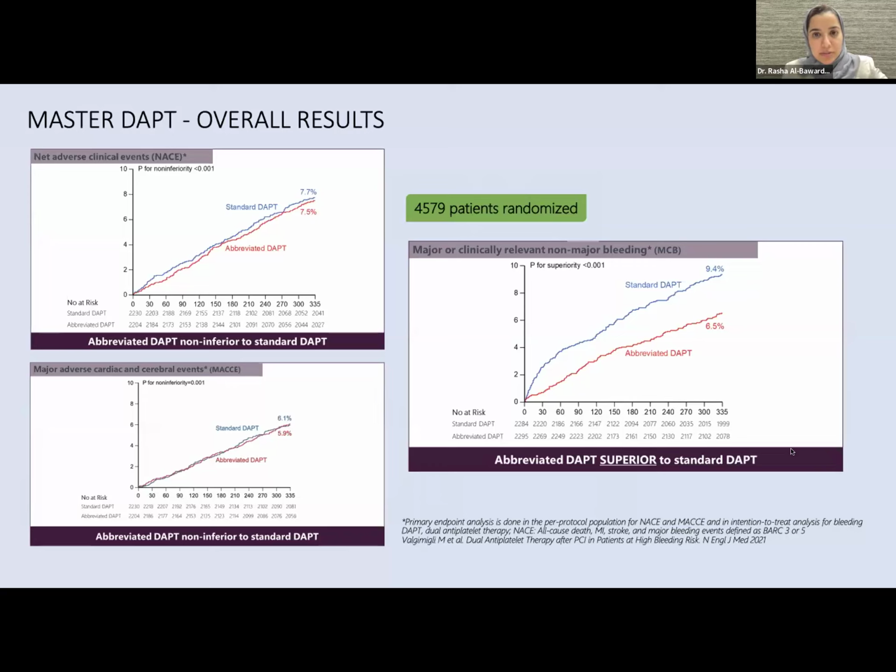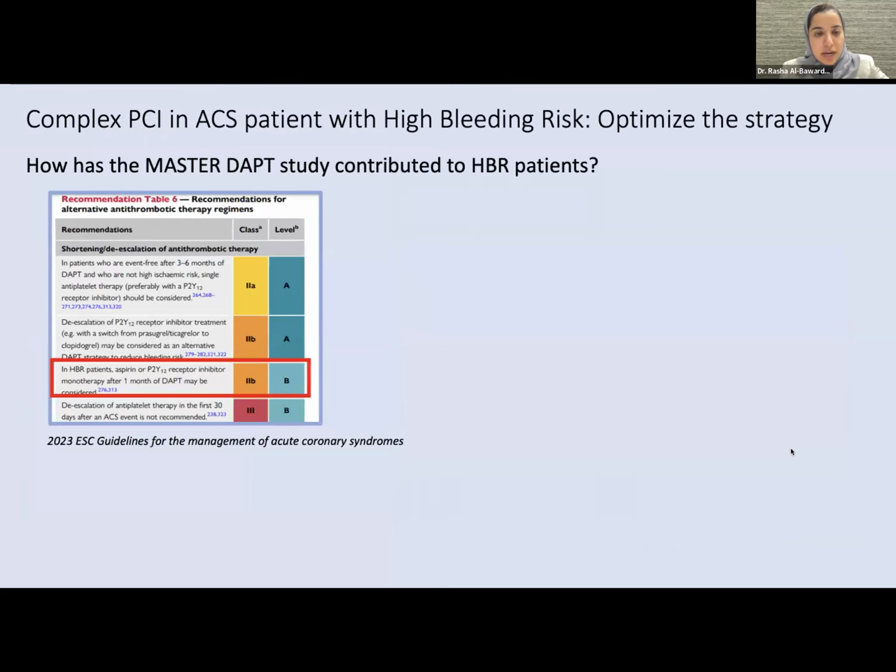But more importantly, in terms of major bleeding, it was actually superior with the use of abbreviated DAPT compared to standard DAPT. So non-inferiority when it comes to MACE and NACE, but better outcomes when you use the abbreviated DAPT in higher bleeding risk. So that actually led to the change in guidelines. It's given class 2B with a level B evidence in high bleeding risk patients to use either aspirin or P2Y12 inhibitor monotherapy after 1 month of DAPT.